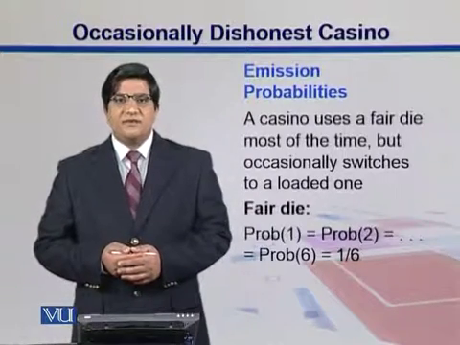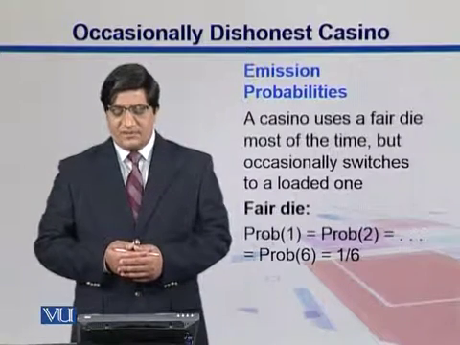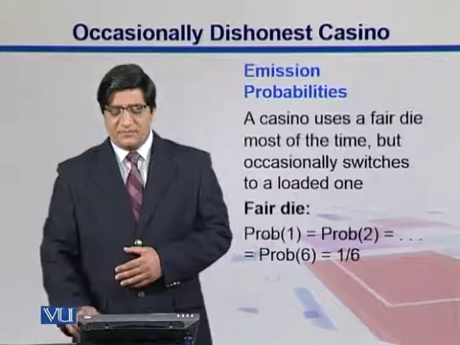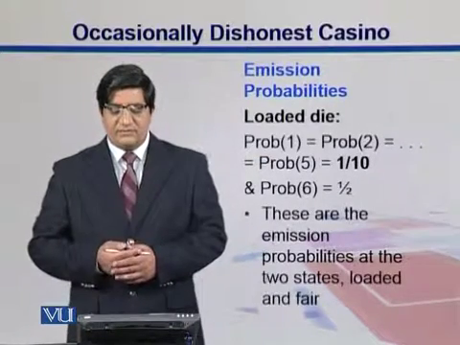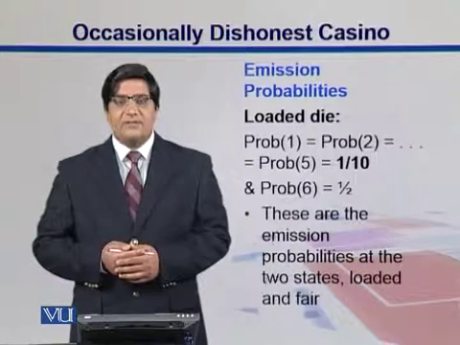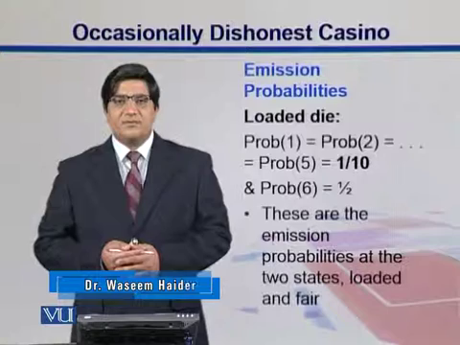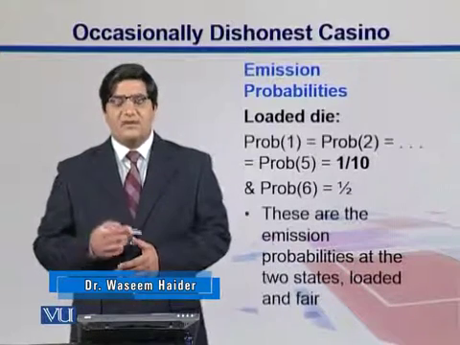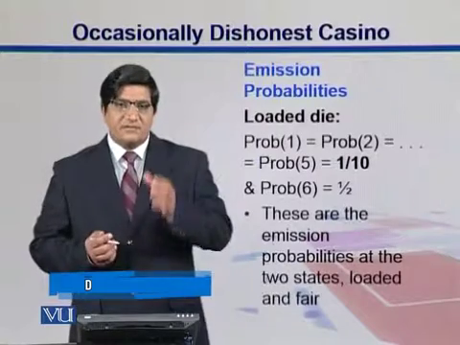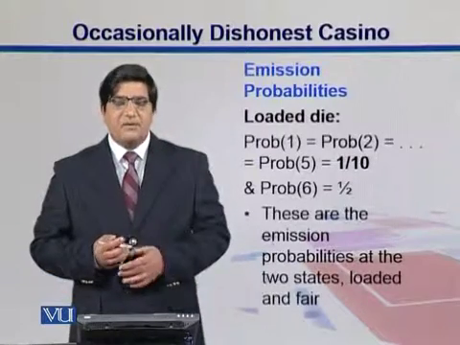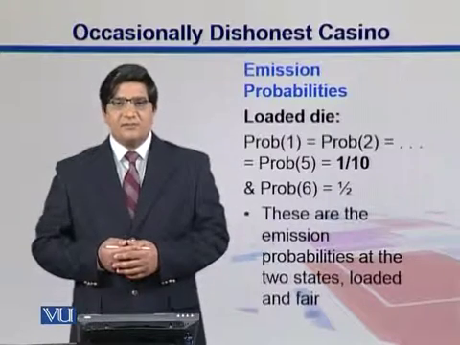If the die is fair, they come 1 out of 6 of the time, so their probability is 1 by 6. What if we use the loaded die? Here in this example, we see that the probability of all numbers 1 through 5 is 1 by 10, since the probability of getting 6 is 1/2. So these probabilities within the state, the probability of seeing these individual numbers, are called emission probabilities.